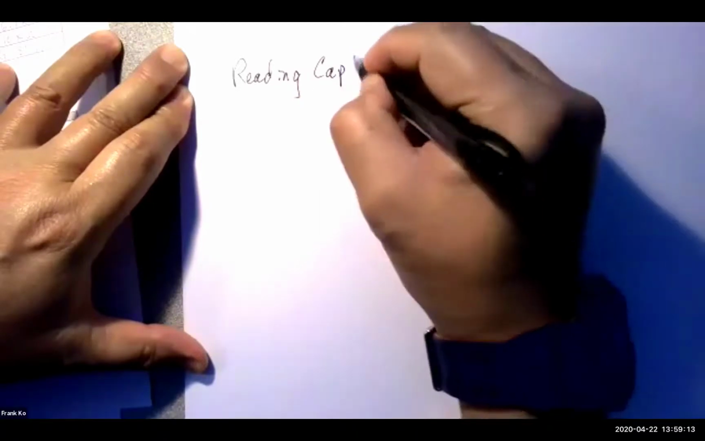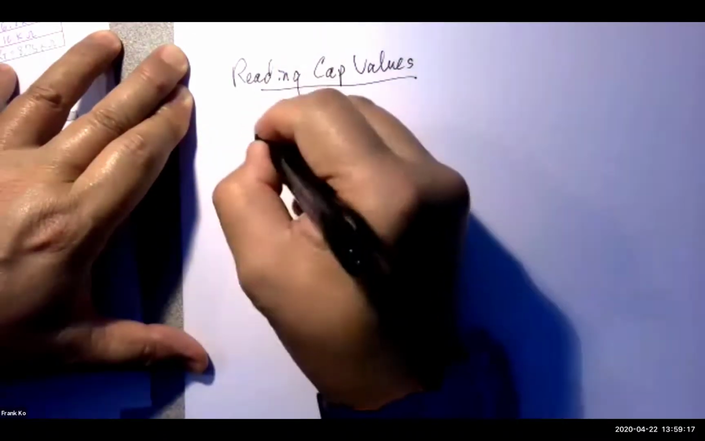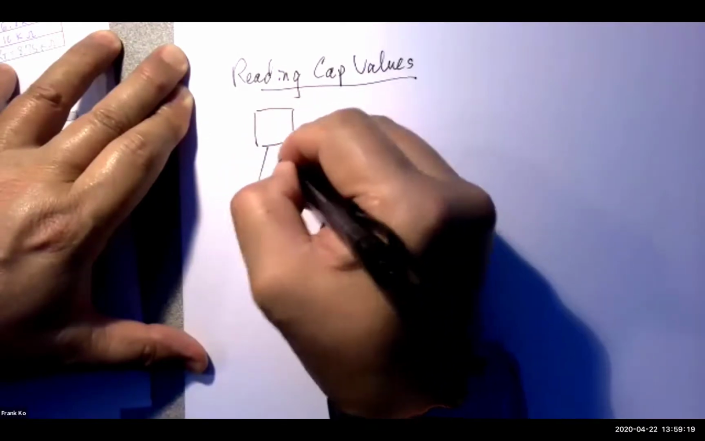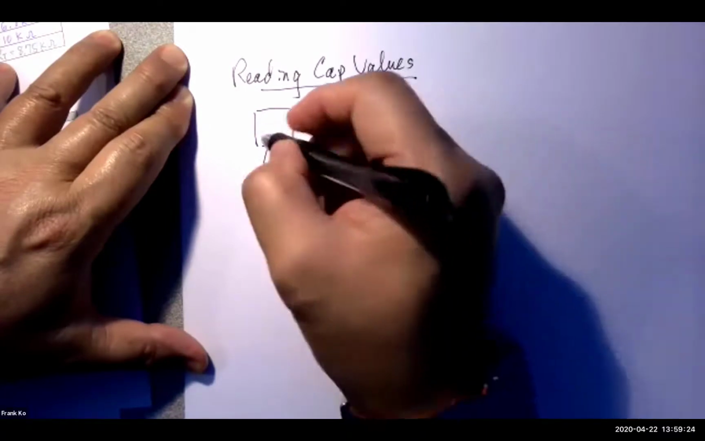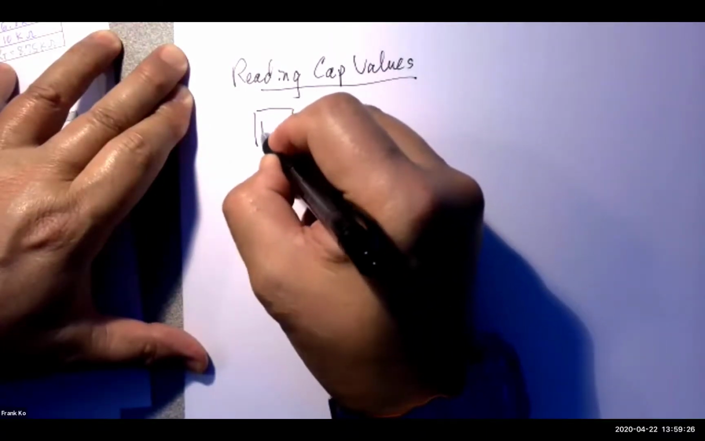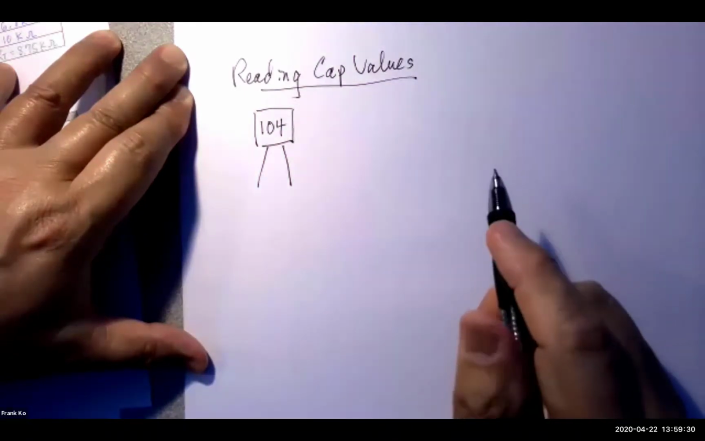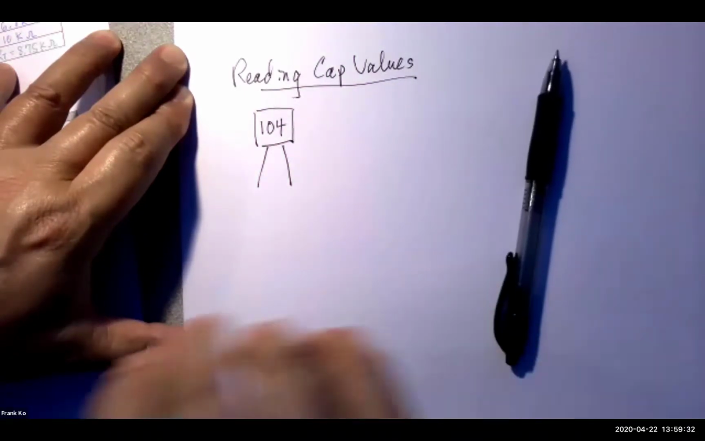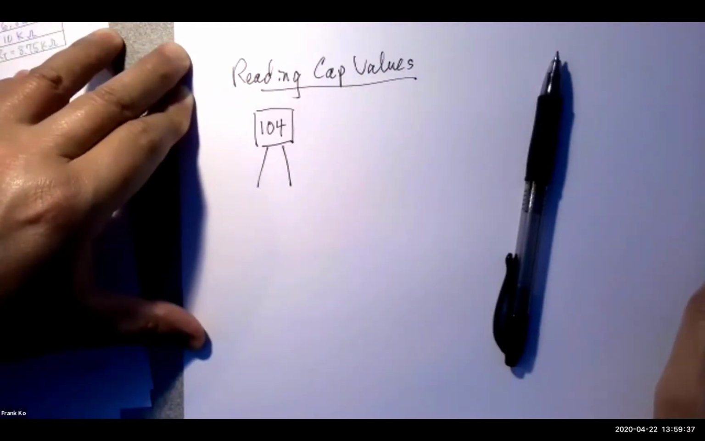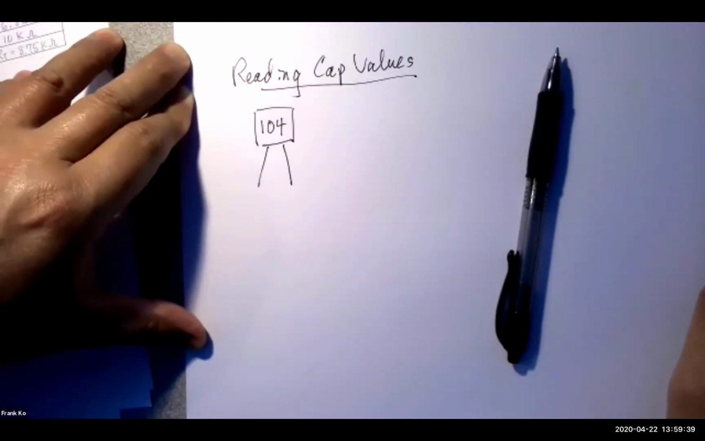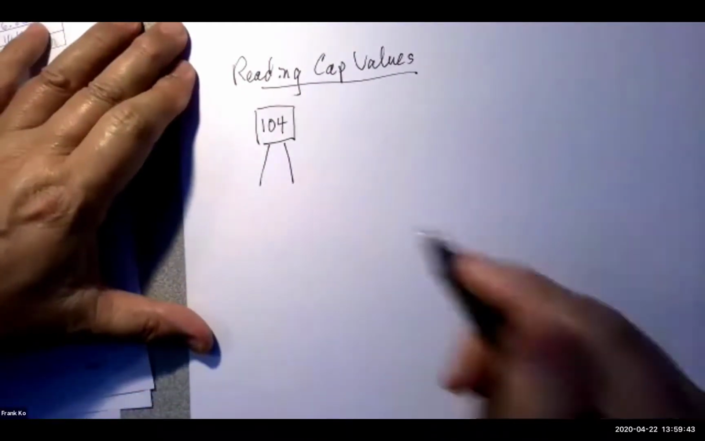Reading cap values. So if the capacitor, the little flat ceramic disc, has a number on it, let's say 104. The one that was shown in the textbook was, I think, a 105. Let's see what the textbook shows. Yeah, that was a 105. We're going to use 104 in contrast to what you have in your textbook.